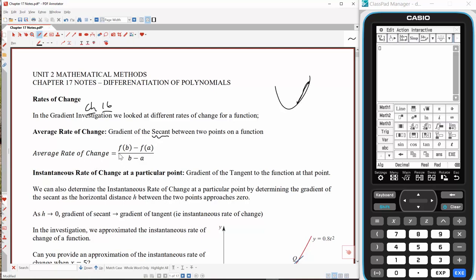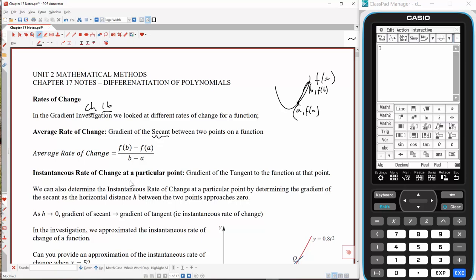And recall that the average rate of change, if this function is f of x, and this point here is, let's just say for argument's sake, a, and this point here is b comma f of b, and a comma f of a, is simply y2 take y1 over x2 take x1. So f of b take away f of a over b take a.